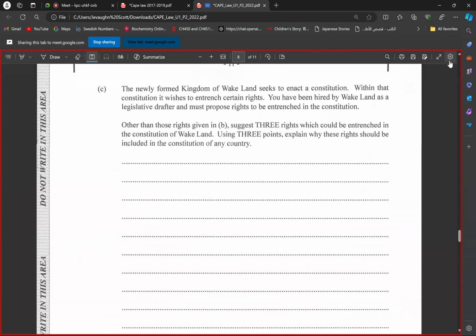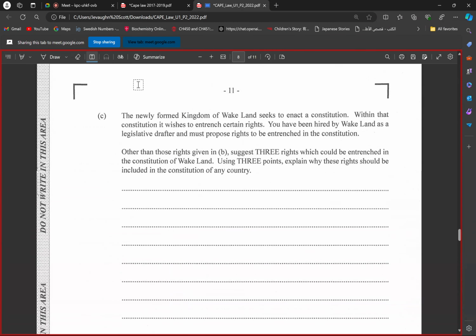Now we have something that we might have to IRAC. The newly formed Kingdom of Wakeland seeks to enact a constitution. Interesting. Within the constitution, it wishes to entrench certain rights. You have been hired by Wakeland as a legislative drafter and must propose rights to be entrenched in the constitution. Other than those given in B, so the freedom of speech and the presumption of innocence, suggest 3 rights which could be entrenched in the Constitution of Wakeland. Using 3 points, explain why these rights should be included in the Constitution of any country.